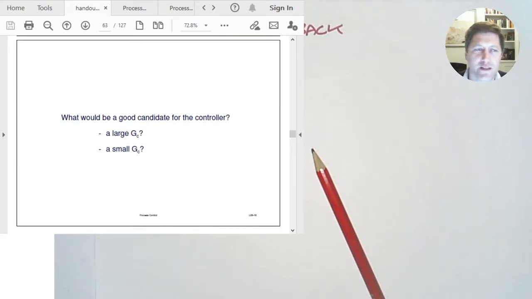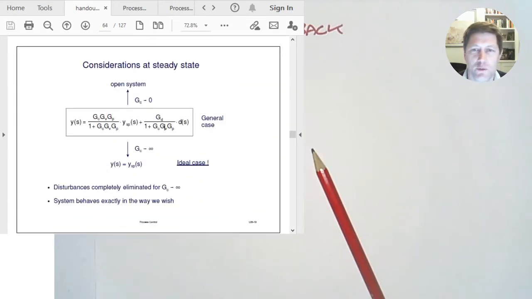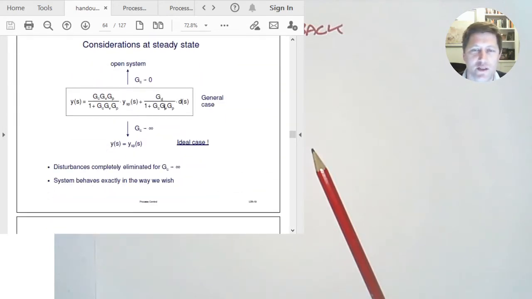So before we get into the details of how you design the controller and tune the constants and all of that, we can look at it and just get a sense of what's going to make a good controller. What are the constraints on it? Do you want a big GC or a small GC? Do you want this to have a large or small magnitude? So let's take a look at the equation and just get a feel for what's going to happen to it.